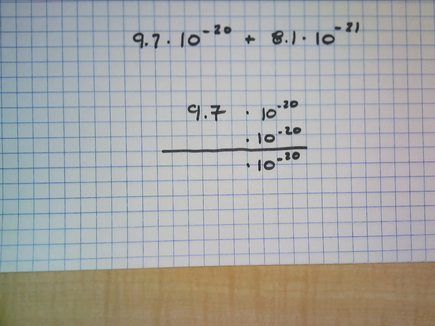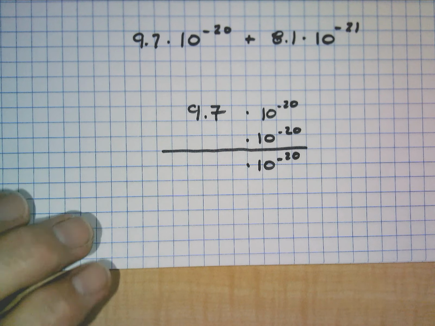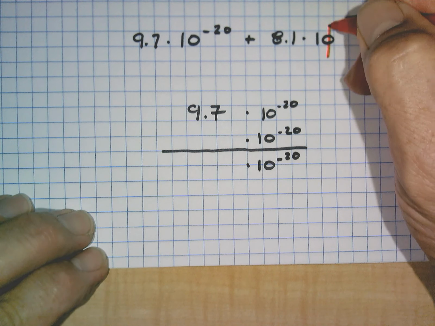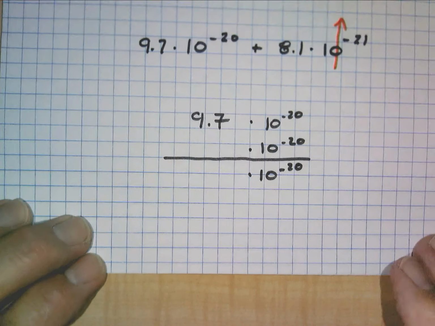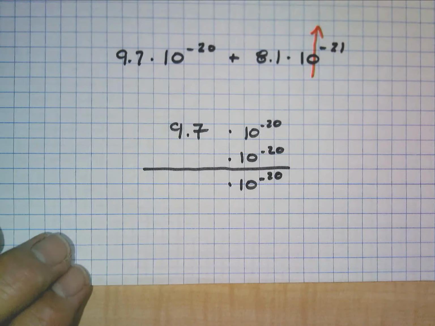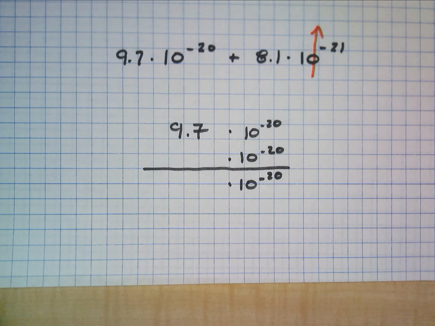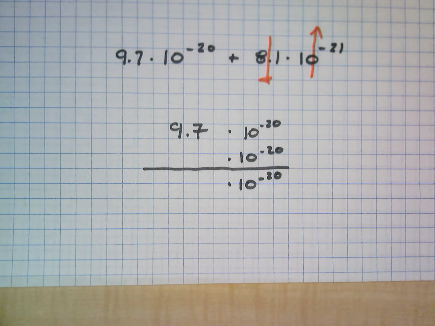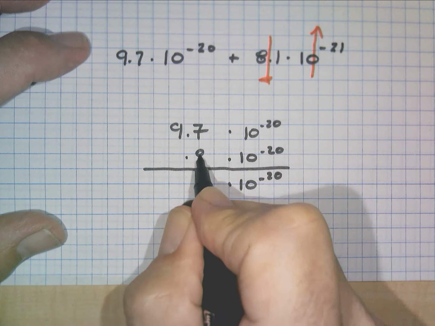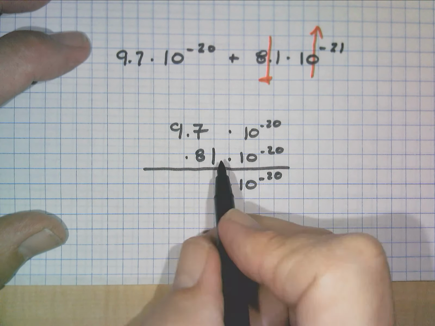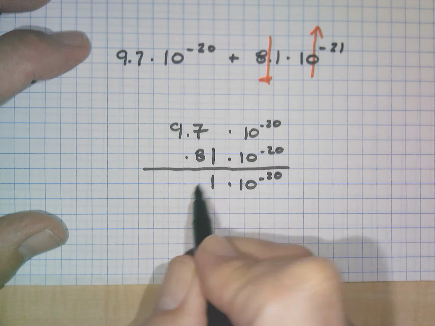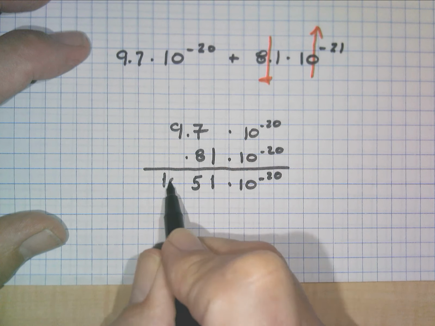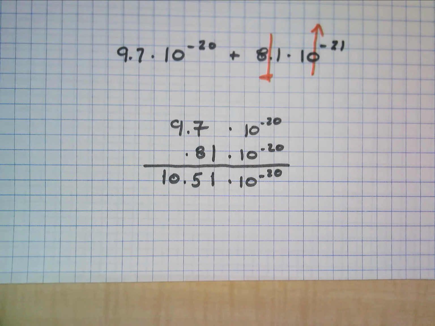Let's set the problem up. This has to go up to negative 20. Once negatives are involved, you kind of have to think about that. This has to come down to 0.81. This is going to produce a problem that's easily solvable. I add them together. 10.51 times 10 to the negative 20th.